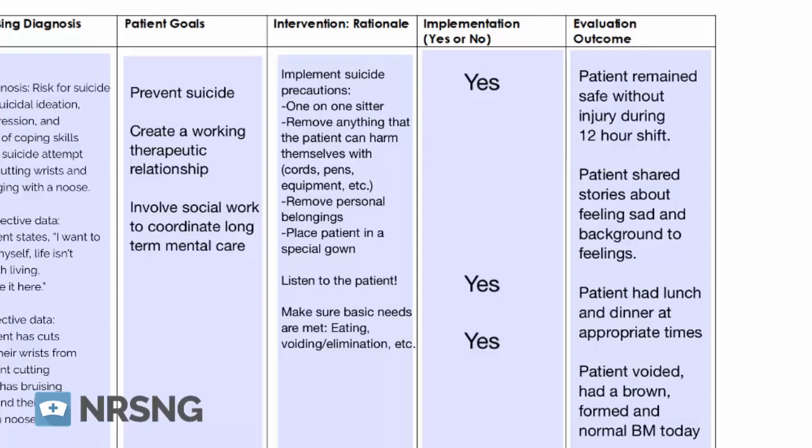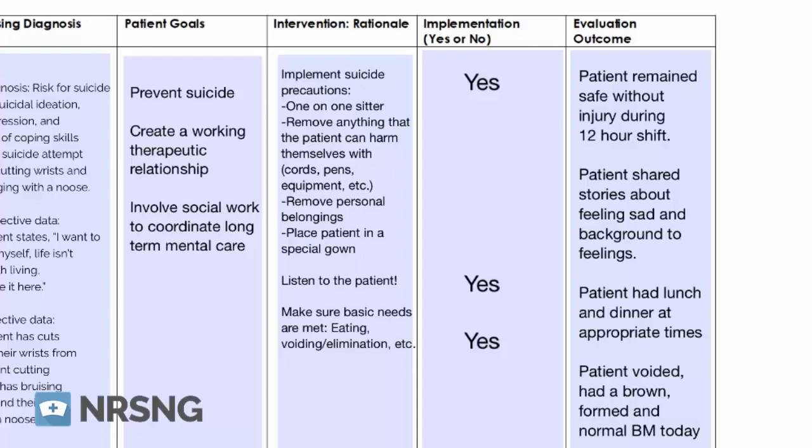The patient had lunch and dinner at appropriate times. So again, I want to step back here and talk about "patient remained safe without injury during 12-hour shift." So I stated what the outcome was, and I gave it a time frame so that we were able to measure it. That's super important, that you give a time frame. So he remained safe, there wasn't any injury, and it happened in a 12-hour shift. Same with the lunch and dinner, happened at appropriate times.